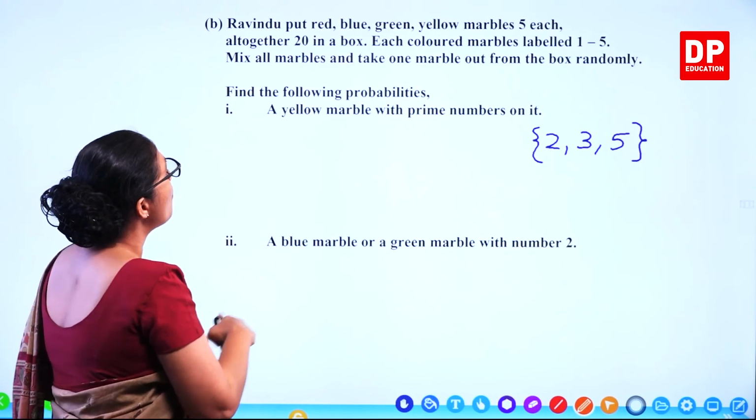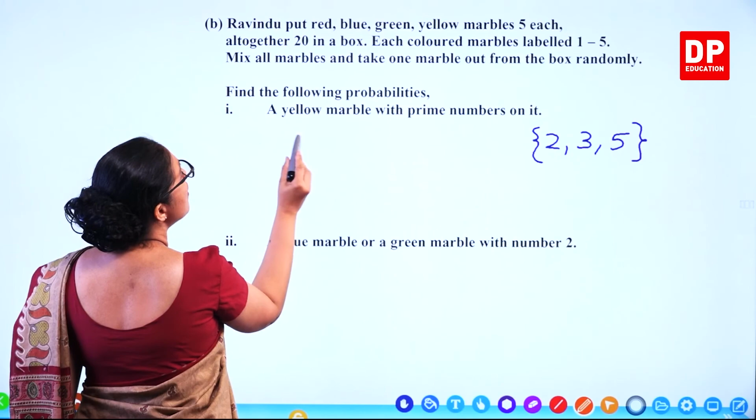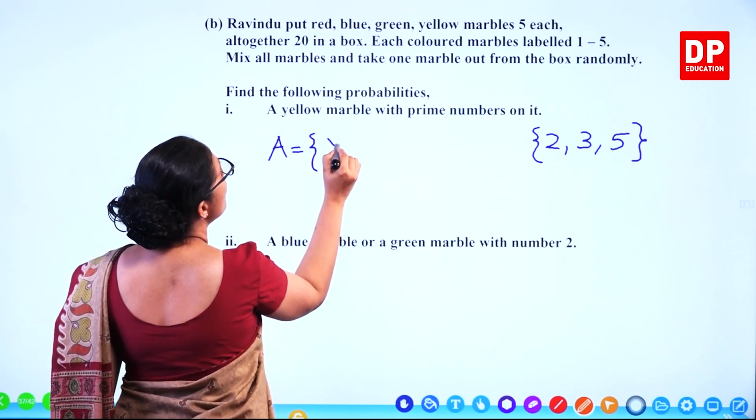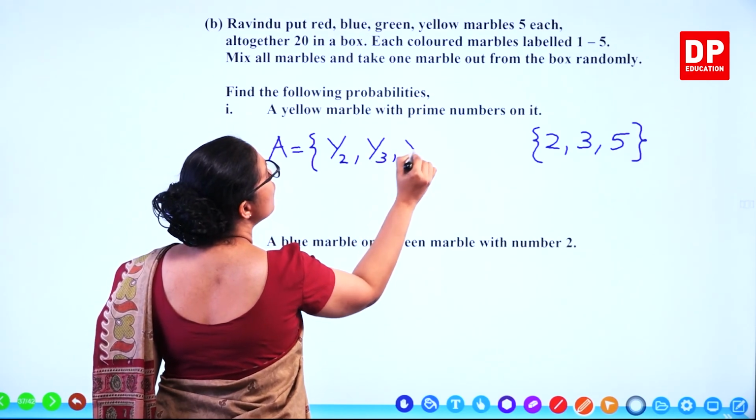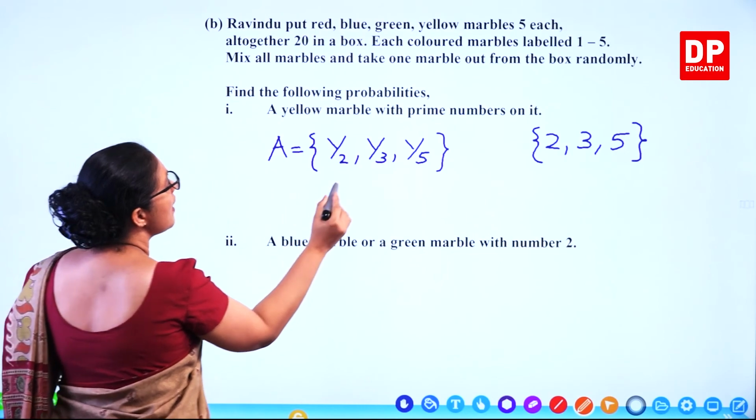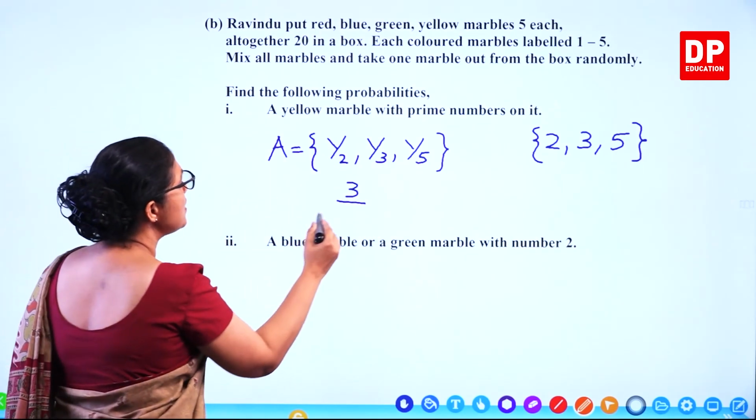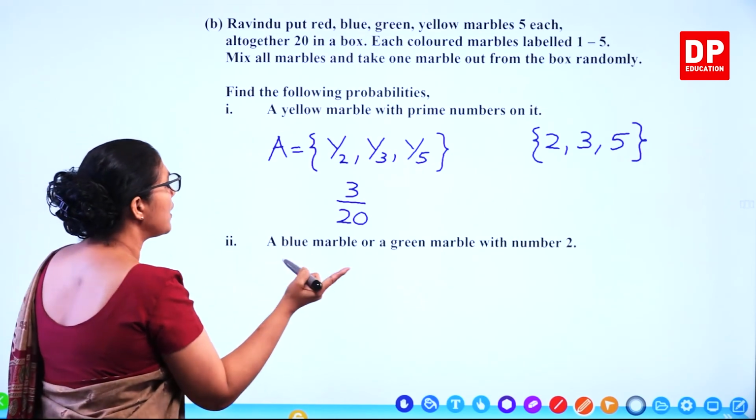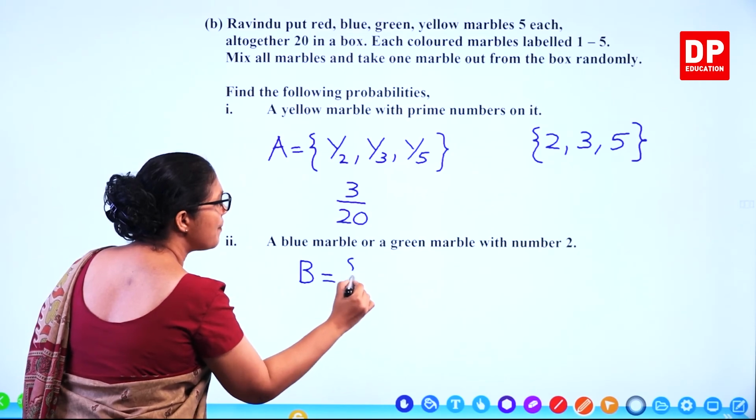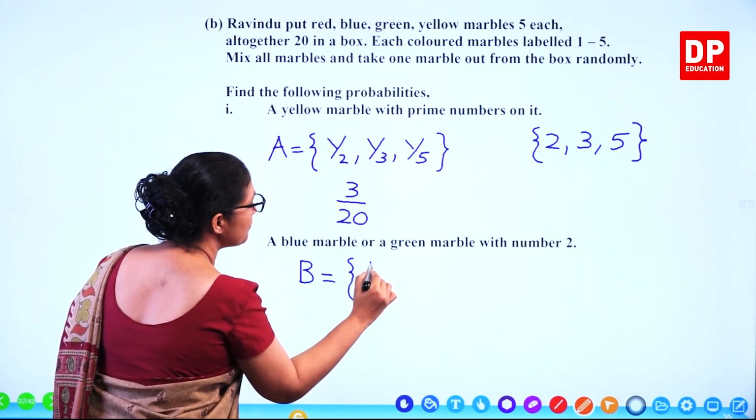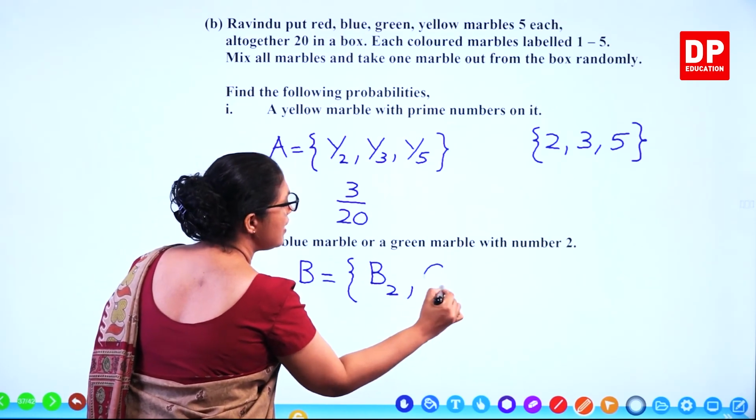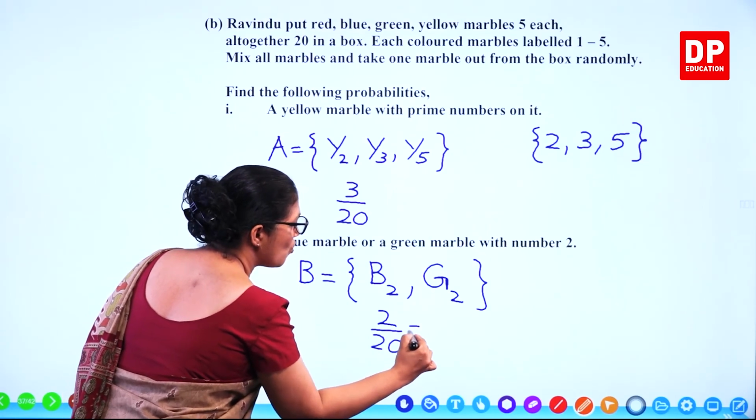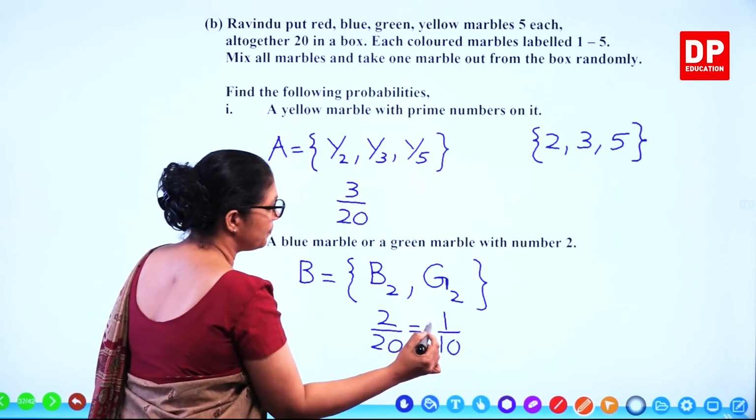So you get yellow 2. So I can write what numbers you are getting. If we take A as the event, yellow 2, yellow 3, yellow 5. So 3 out of altogether how many? 20. So 3 over 20. A blue marble or a green marble with number 2. So what are the possibilities? I'll take this one as B. Event B. You can get blue 2 or green 2. So 2 possibilities are there. So 2 possibilities out of 20, that's 2 over 20. So 1 over 10.